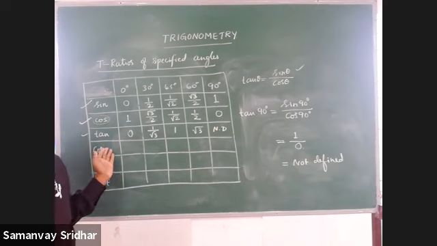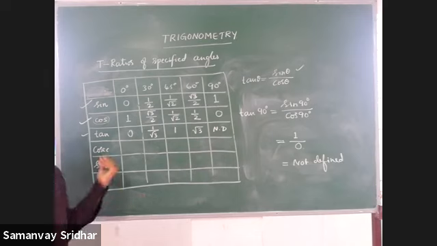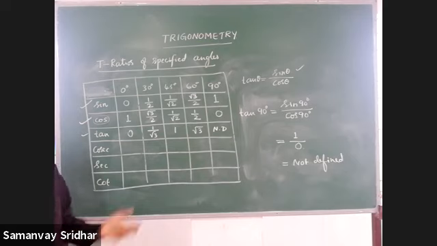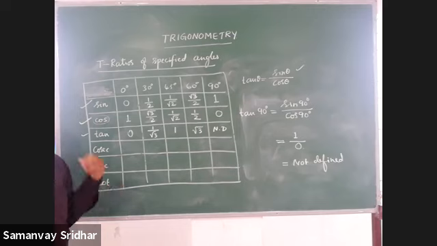What is cos 90? If anybody asks, you have to say that 0. What is cos 0? You have to say that 1. What is cos 45? Your answer should be 1 by root 2. What is cos 30? You have to say that root 3 by 2. What is cos 60? You have to say that 1 by 2.